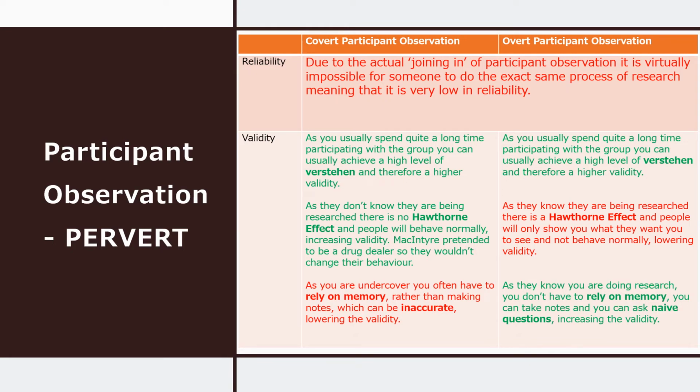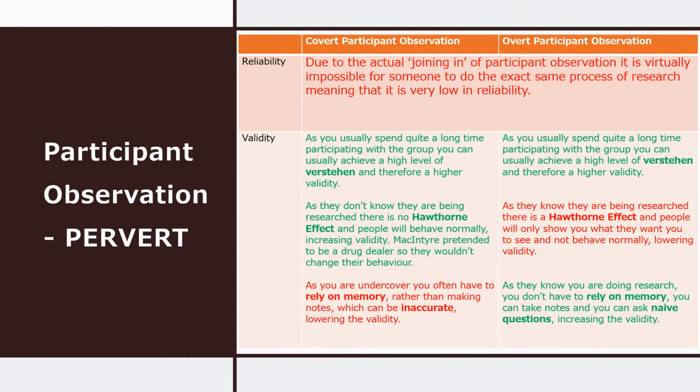It's the most valid. Because when you do it covertly, they don't know that you're researching them. There's no Hawthorne effect. You are just one of the gang. So they behave exactly how they would every day, in a completely natural, real world way. That's what you get. You know Hawthorne effect. So again, really high validity. This is exactly how they would act if you weren't there. And you're getting a lot of insight, a lot of detail, a lot of depth to the data. So McIntyre, like we said, he pretended to be a drug dealer, and that means that these guys behave the way they would normally behave.